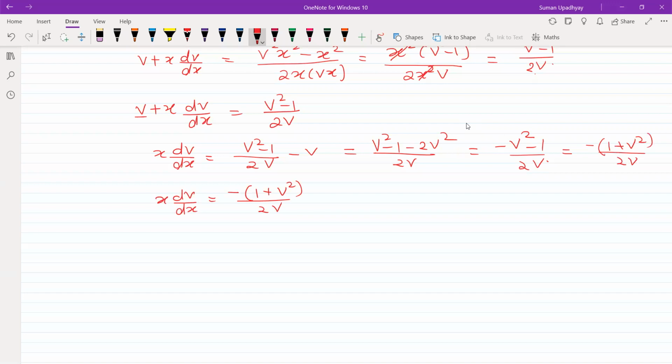Now it is possible for me to separate. Take this term on the other side. ये इधर लेके जाएंगे और ये दोनों term उधर लेके जाएंगे. But what I will get? Minus 2v upon 1 plus v square equals to 1 upon x dx. Is this right? How many of you have reached till here?